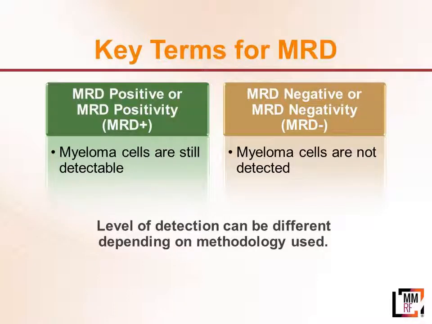So MRD positive, when you hear this in talks or you see it in papers, MRD positive means there's still tumor cells there, not that you would see under a microscope, not that you may measure because of protein in the blood and or urine, but because by very sensitive techniques, there's still one myeloma cell in 100,000 normal cells. Conversely, if you can't find that very few number of cells, we call it MRD negativity.